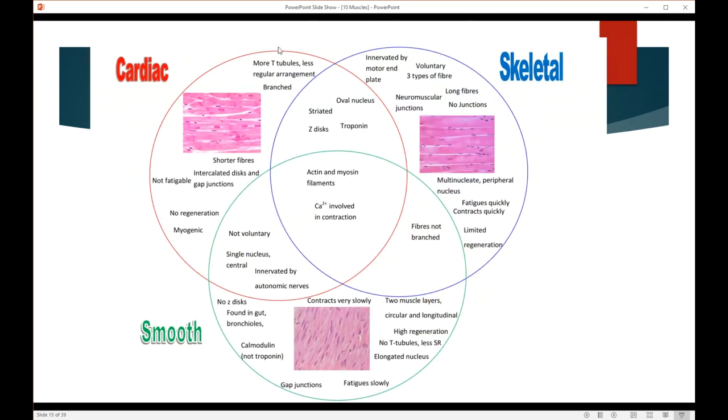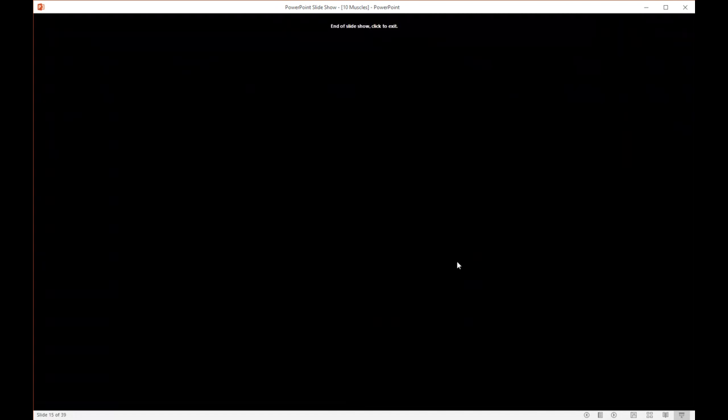This is a comparison of our cardiac, smooth, and skeletal muscle. It's a triple Venn diagram. So you'll see here, this is just skeletal, this is just cardiac, this is just smooth. This is going to be skeletal and smooth together, right? So similarities. This is smooth and cardiac similarities. This is cardiac and skeletal similarities, and then this is all three. So I encourage you to really take a look at this and try to recreate it in your own words.